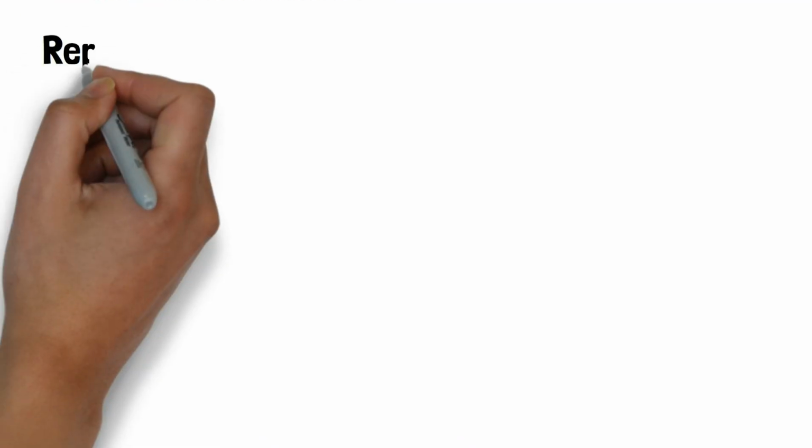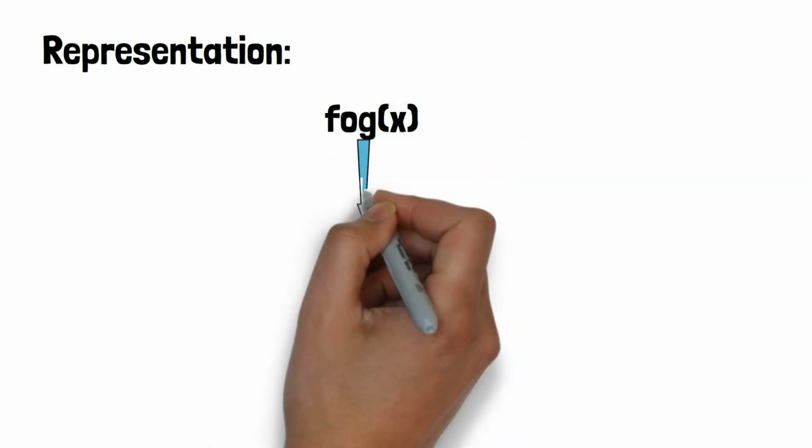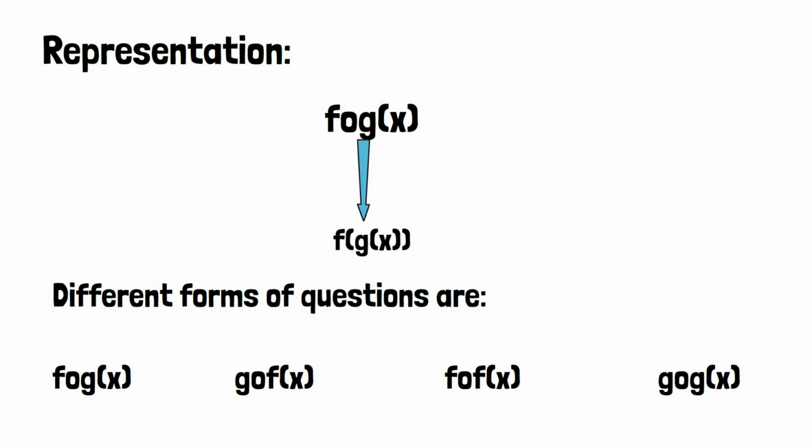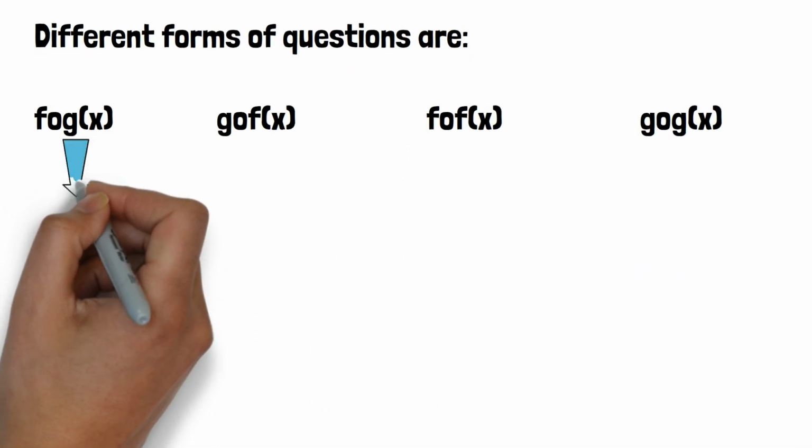Now let's discuss the representation. We basically represent the composition as f of g of x, or it can also be written as f composed with g of x, they both are the same. Now the different forms of questions that appear in exams are f of g of x, g of f of x, f of f of x, and g of g of x. Now let's elaborate how we can solve these questions.